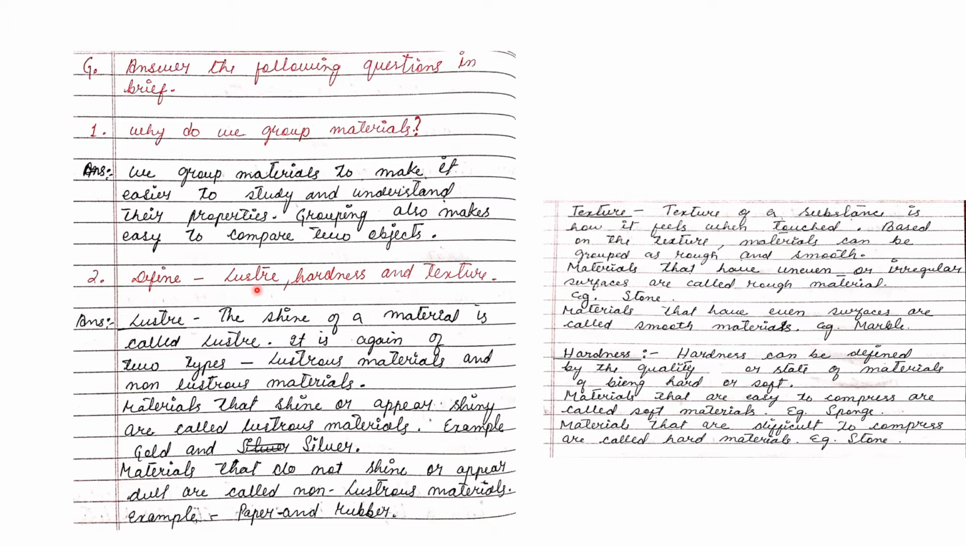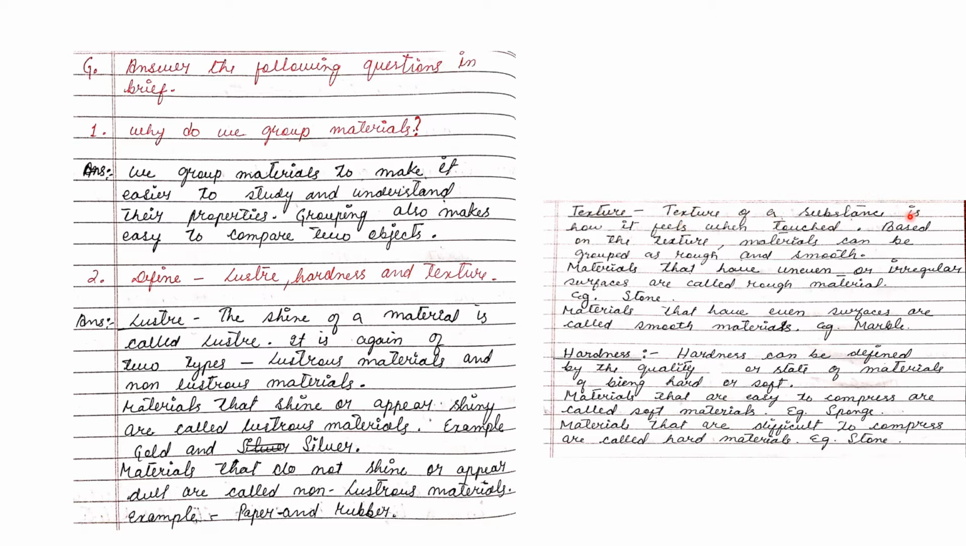Second one, define luster, hardness and texture. So here we will see what are luster, hardness and texture. First we will see luster. The shine of a material is called luster. It is again of two types, lustrous materials and non-lustrous materials. Materials that shine or appear shiny are called lustrous materials. Examples are gold and silver. Materials that do not shine or appear dull are called non-lustrous materials. Examples, paper and rubber. And now we will see texture.